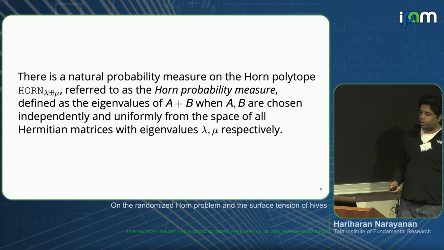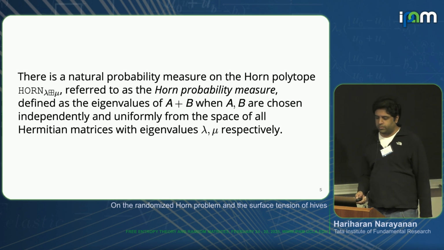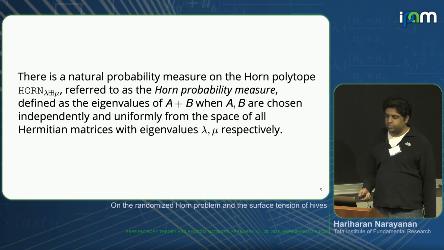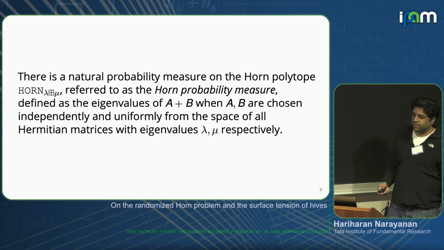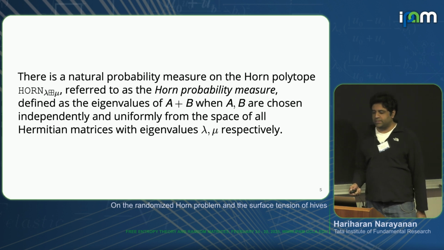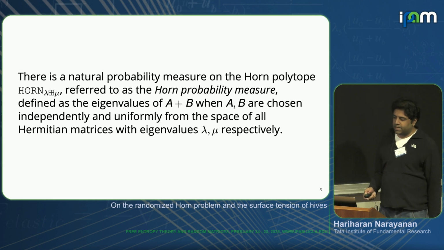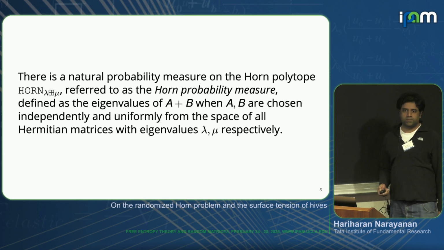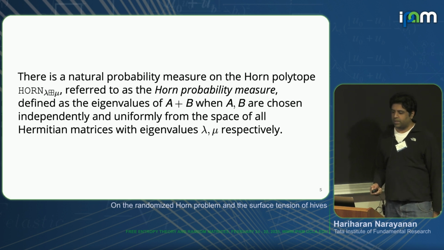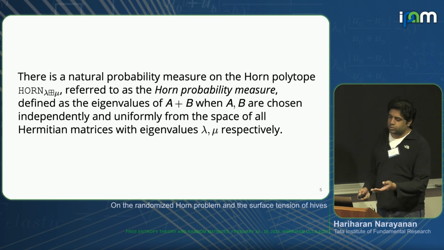So there is a natural probability measure on the Horn polytope. We'll denote it Horn(lambda plus mu), referred to as the Horn probability measure, defined as the measure of eigenvalues of A plus B when A and B are chosen independently and uniformly from the space of Hermitian matrices with eigenvalues lambda and mu respectively. So this is supported on the Horn polytope.